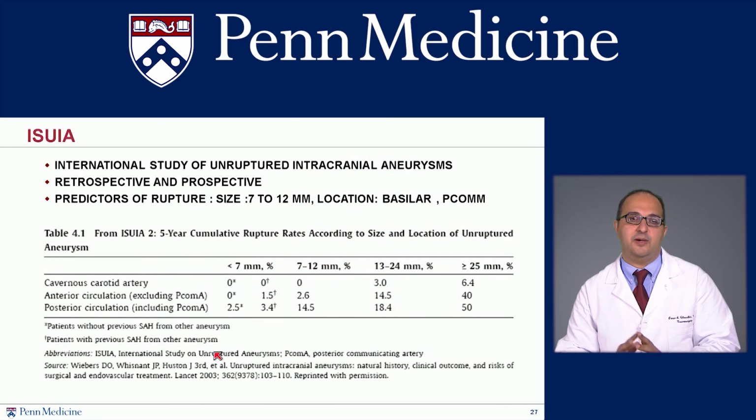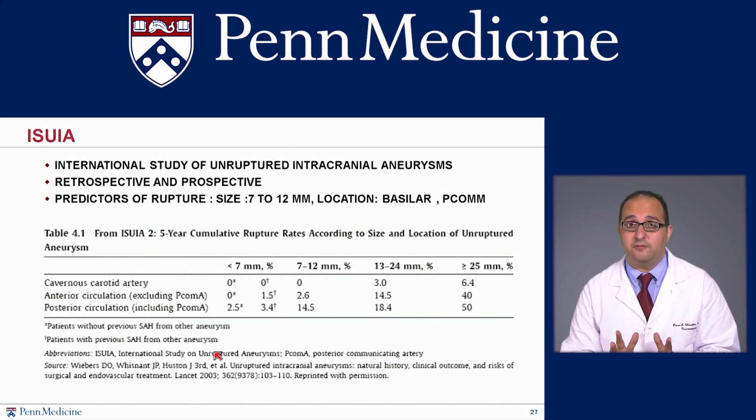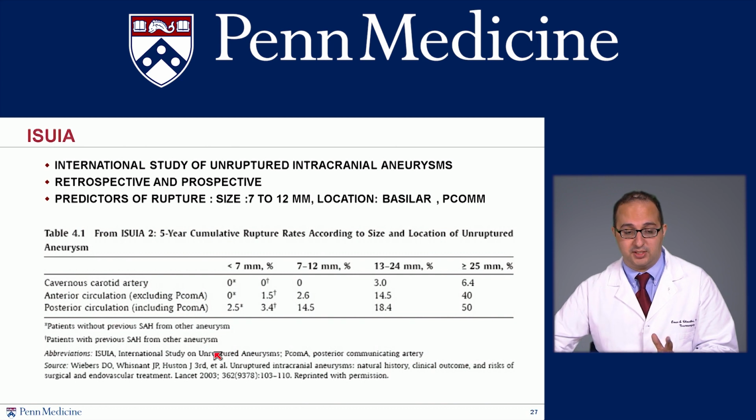A few words about the International Study of Unruptured Intracranial Aneurysms. Though not a perfect study, it was a study in which a large number of patients with unruptured aneurysms were studied. And this is essentially what they found. This is from 2013, where we found that patients with less than 7 millimeter aneurysms essentially had up to 0% risk of rupture.